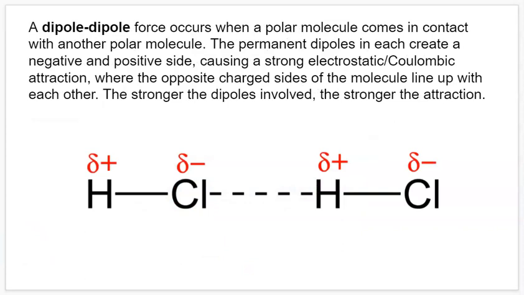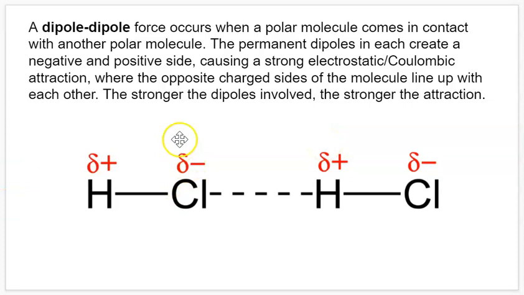So for a dipole-dipole force, this is sort of the most basic of these types of forces, where we have two polar molecules that have a permanent partial negative side and a permanent partial positive side, and then they're just going to be attracted to the opposite charge on the adjacent molecule. So in this case, we have hydrogen chloride. Chlorine is more electronegative than hydrogen, so all the electrons are going to be pulled towards the chlorine side of the molecule. And then the chlorine side of the molecule is going to be attracted to the hydrogen side of a molecule on an adjacent one.